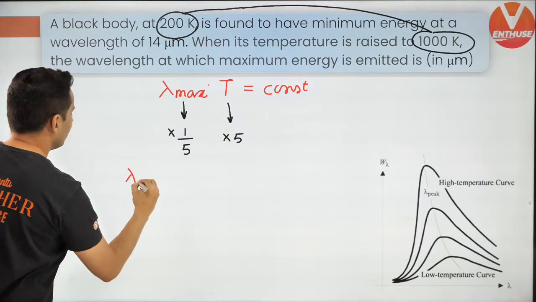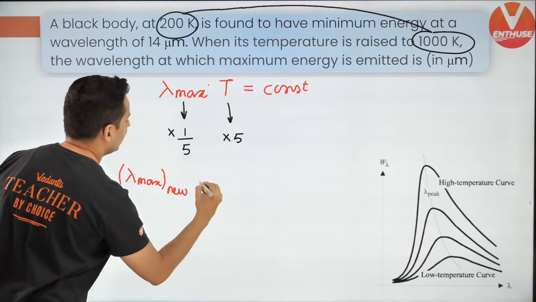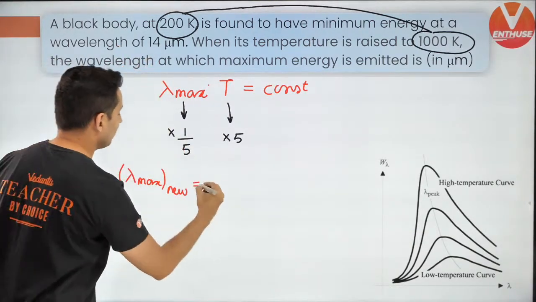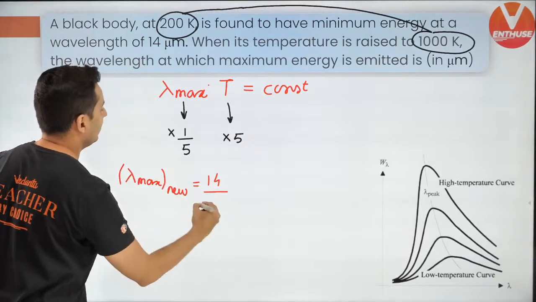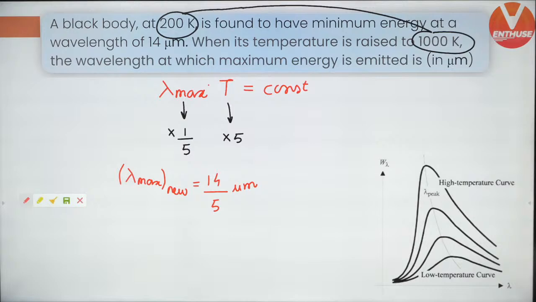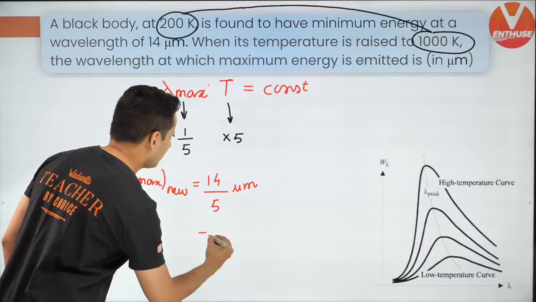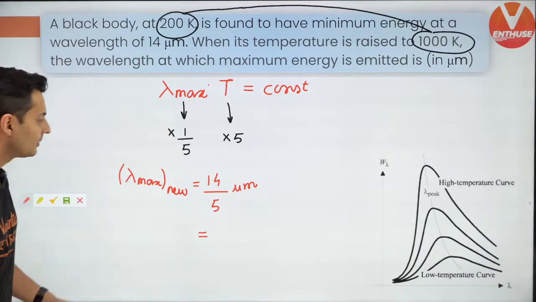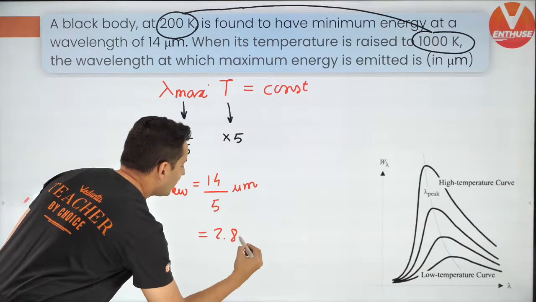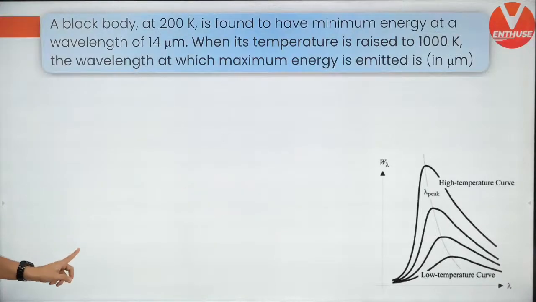So hence the lambda max, the new one, will be the previous wavelength, which is 14 divided by 5, in micrometer. That's the answer. I hope this is clear. Is that understood? So 14 divided by 5, that's the answer. But if you want to get it in decimals, then it will be 2.8 micrometer, of course. That's the answer. Cool.